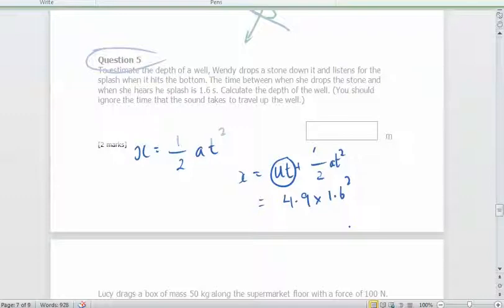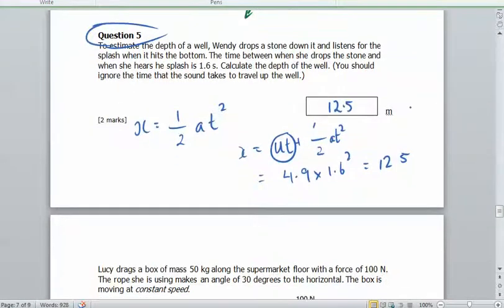What is that? 2.56 times 4.9? What's the answer? It's about 13 metres or something? It's like 12.5 metres? Good. So if you got around about 12.5 metres, you're correct. That was just an equations of motion one.